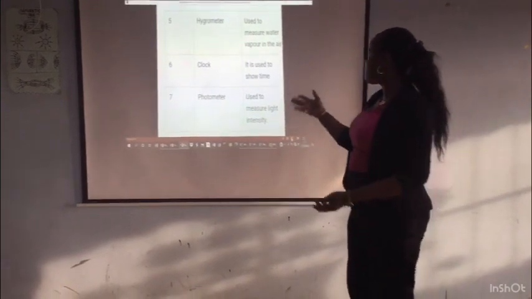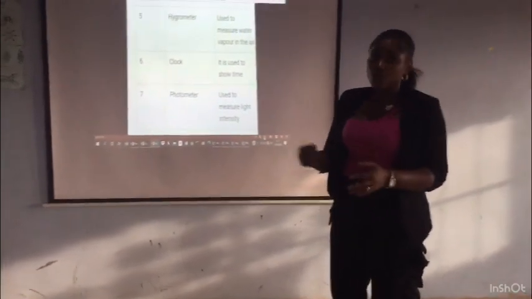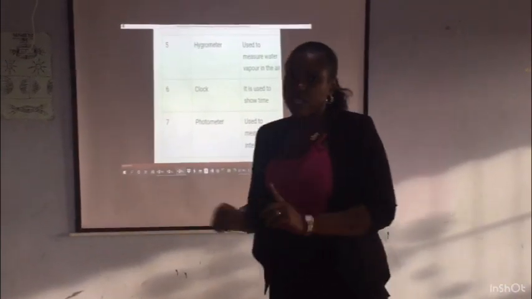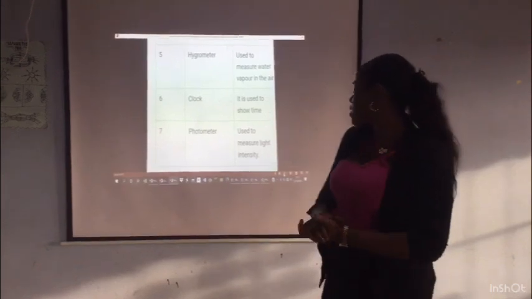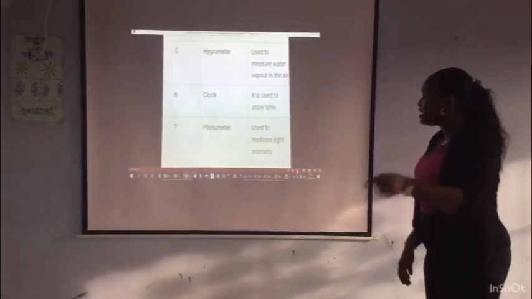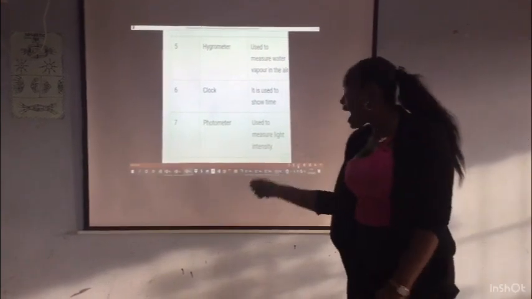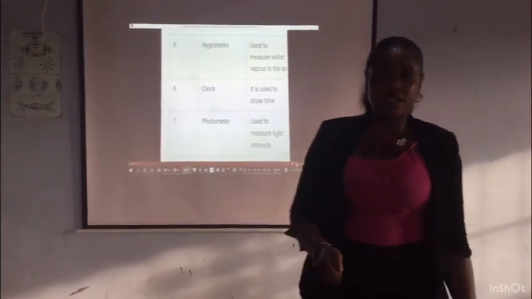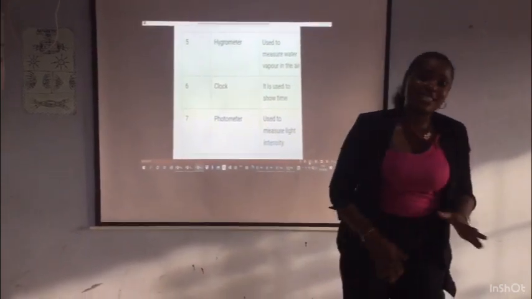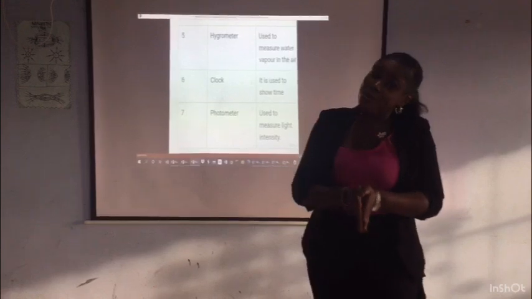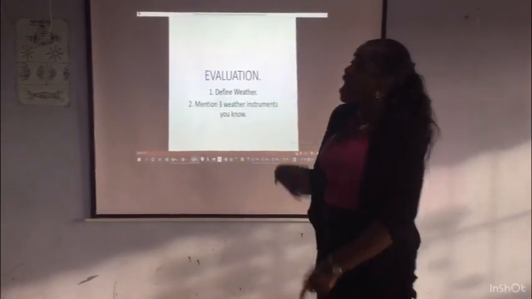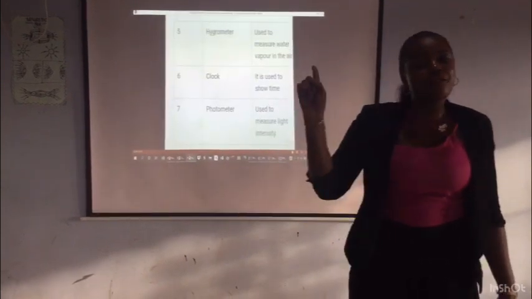We also have the clock. Clock is used to show the time, because we need the clock there so that we can work with it. So the clock is also needed to check time and all of that. And lastly, we have what we call the photometer. Photometer is used to measure the light intensity. The light intensity at that time, we need what? A photometer. Please, learners, do not forget your weather instruments. It's very important that you should know them and you should know what they are used for.